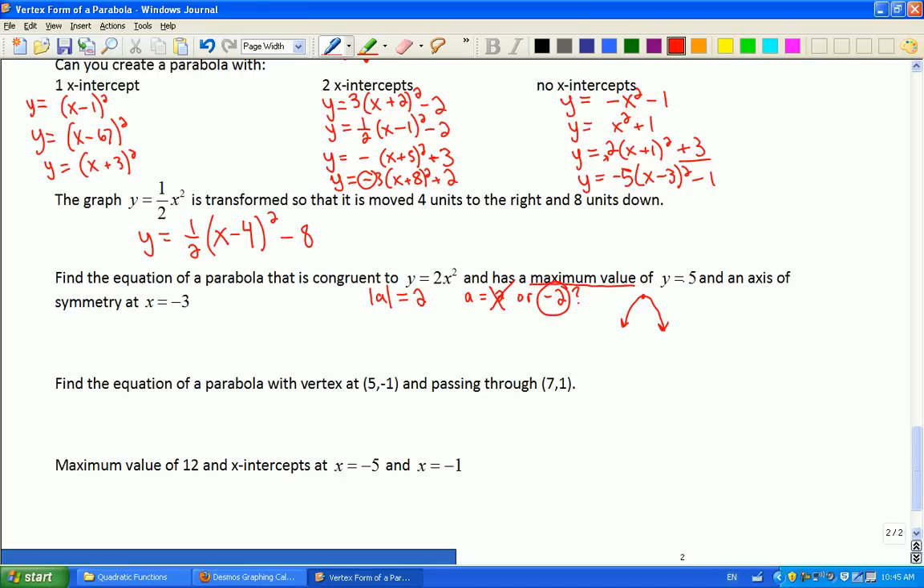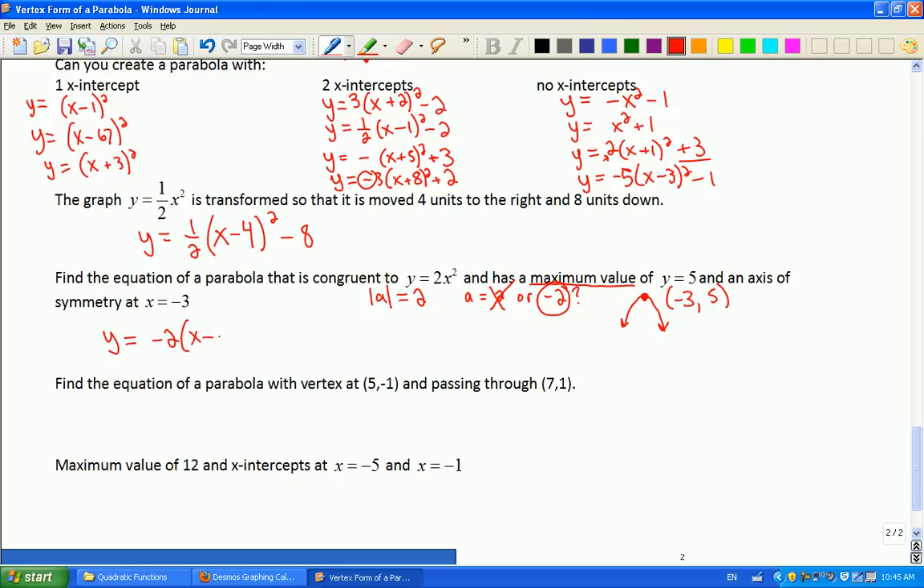And it tells me it happens at y equals 5, so I know that that's going to be the y-coordinate of the vertex there, and the axis of symmetry is at x equals negative 3. So I know that that's where the vertex must go through, at negative 3, 5. So I can reconstruct this equation.